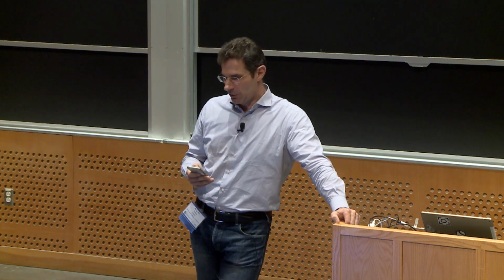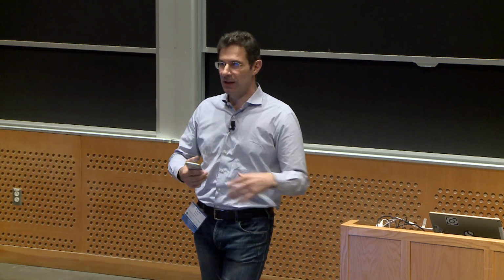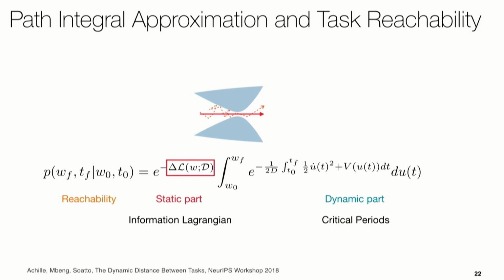Okay, so this is a very long story and long calculations, but basically we have an approximation of the probability connecting any two paths in any given instance of time in the loss landscape. So what is the probability of being able to go from a particular task represented by sets of weights W0 to another task represented by a set of weights WF between T0 and TF? This is done using Feynman's path integral approximation.